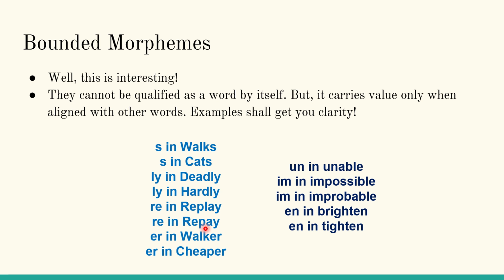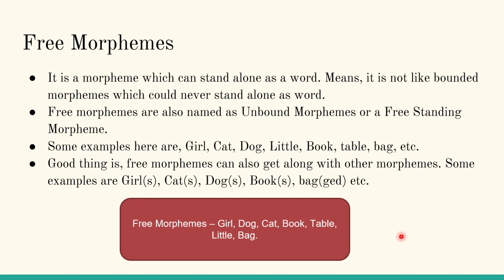So when we add these meaningless, so-called useless characters to something very meaningful, it gets you a very good word. That's what is called a bounded morpheme, and I have got a couple more examples. Er in walker, er in cheaper, un in unable, im in impossible, im in improbable, en in brighten, en in titan. So all these are simple examples of bounded morphemes. This is a very important question from an exam point of view or interview point of view. They may ask you, can you give me an example of a bounded morpheme? So you need to pick one of these and explain why it qualifies as a bounded morpheme.